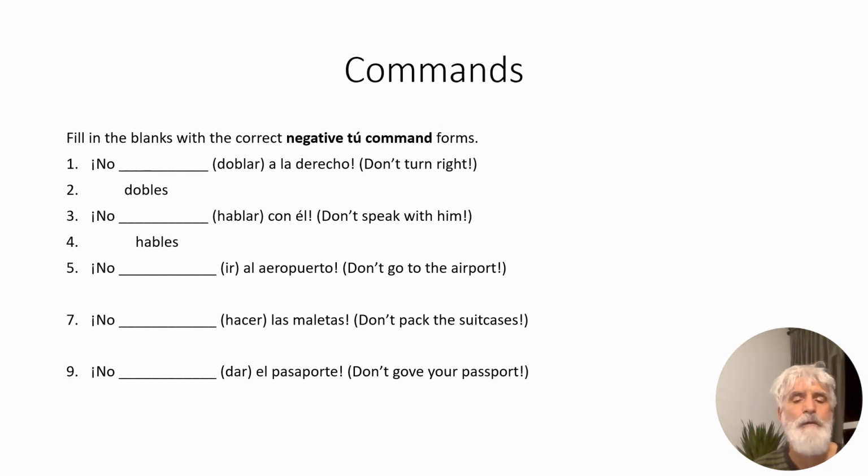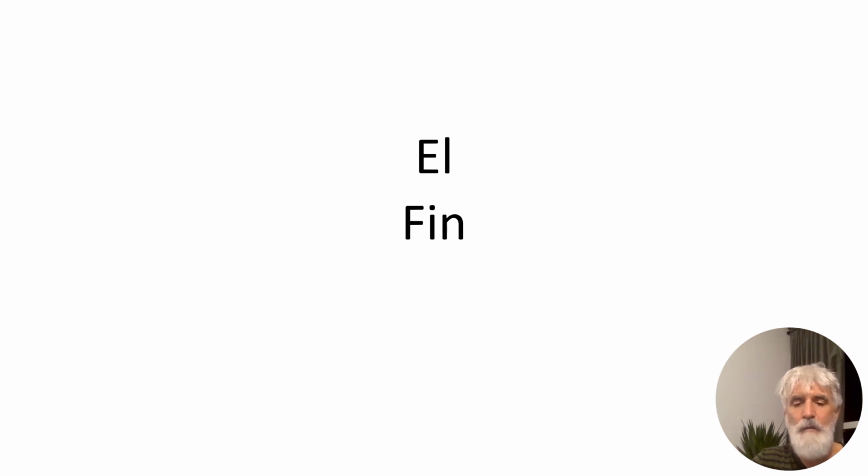Here's the verb ir. I can't derive this, I just have to know it. It's going to be vayas. And hacer. What is the yo form? It's yo hago. I drop the O, so it's going to be hagas. Okay? And finally, dar, I have to learn this one. It's one of those irregulars. No des. Okay, and we are done with the commands.